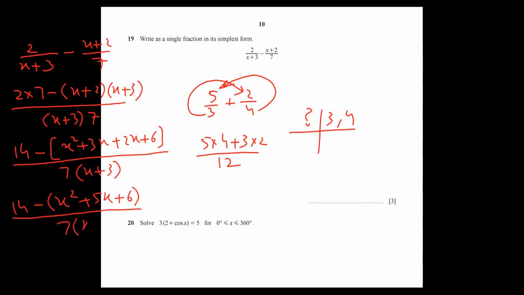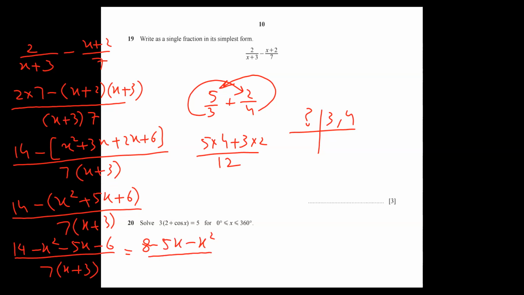And 7 times 2x plus 3. If I open the bracket, what happens? This negative will change all the signs. So 14 minus x squared, negative 5x, and negative 6 over 7 times 2x plus 3. And this 14 and 6 can subtract. Ultimately, I get 8 minus 5x minus x to the power 2 over 7 times 2x plus 3. This is my final answer.